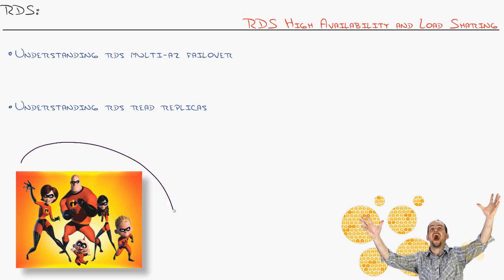Have you ever seen the movie The Incredibles? Such a good film where everybody's got their own cool superpower. Well, RDS is the same way. It has superpowers of its own, high availability and load sharing. In this nugget, we're going to look at both of them.